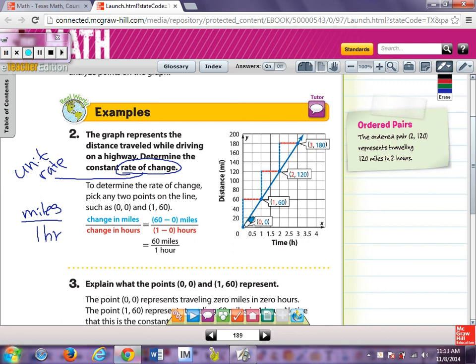Now this graph has several points that are indicated to us. Let's go ahead and analyze them. The first point is down here at 0, 0. That's the origin. We know that that point is necessary for anything to be proportional.